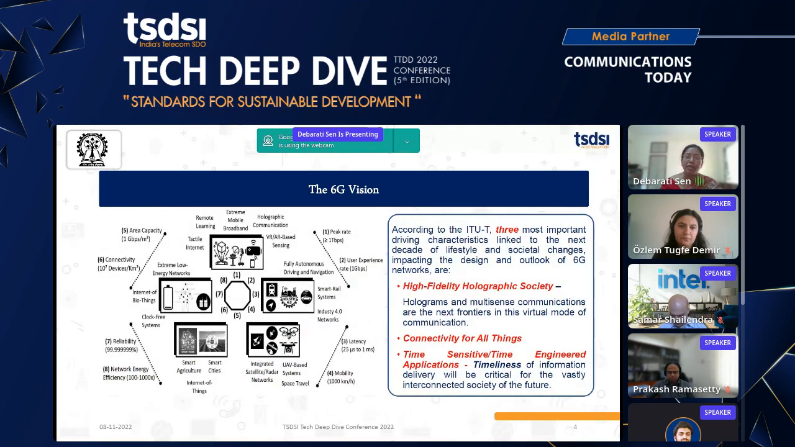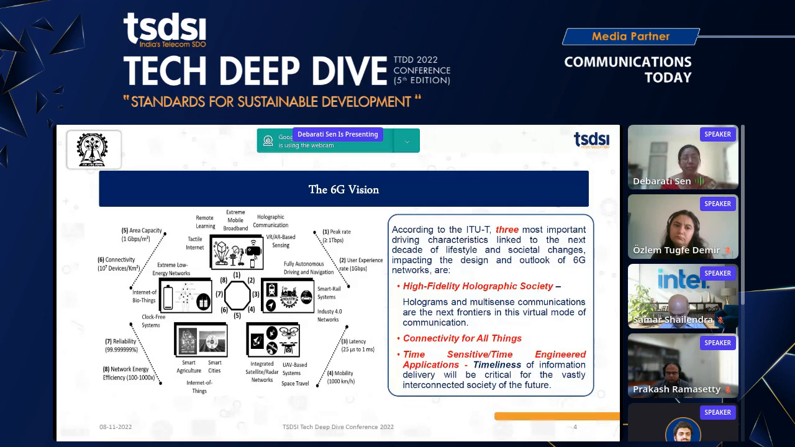If I look into the ITU-T documents today, there are already three important driving characteristics being highlighted for the upcoming technology. They are a high fidelity and holographic society, so holograms, multi-sense communications, and the next frontiers in the virtual mode of communication becoming the prime mover. It is an exponential change from 5G to 6G. Then connectivity for all things. It's not only about the Internet of Things, it's about connectivity for all, from the physical world to your digital, to your cyber-physical, and everything. And time-sensitive or time-engineered applications, where timeliness of information delivery will be very critical.